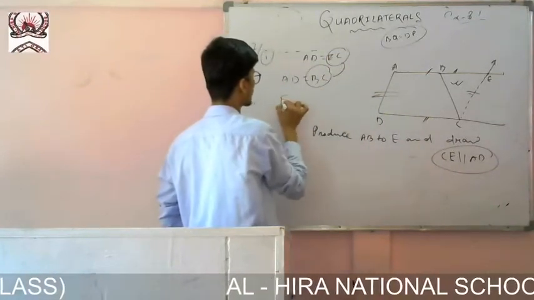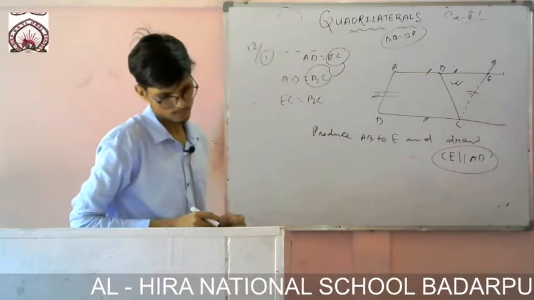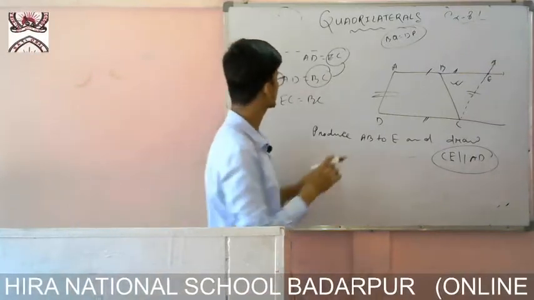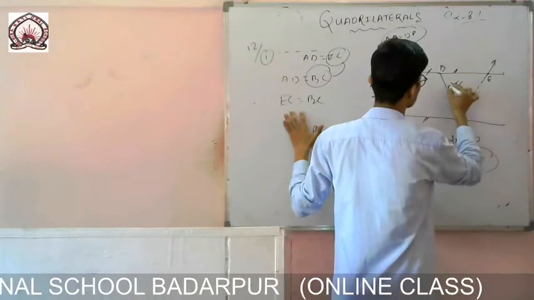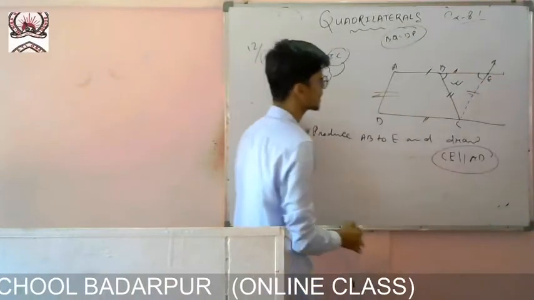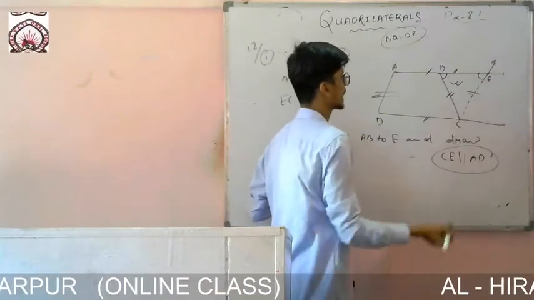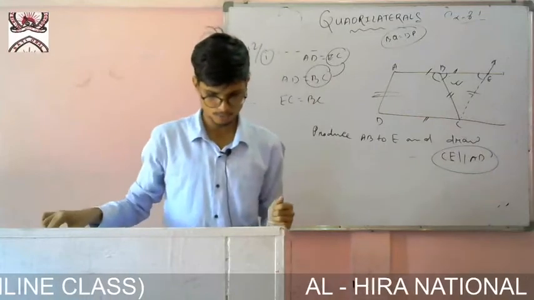So from these two I can write EC is equal to BC. Okay, so if EC is equal to BC, you see where EC is? This one is equal to this one. That means this angle is equal to this angle. So you write this angle is equal to this angle. After that you write that these two are linear pairs, and then you just go on solving.